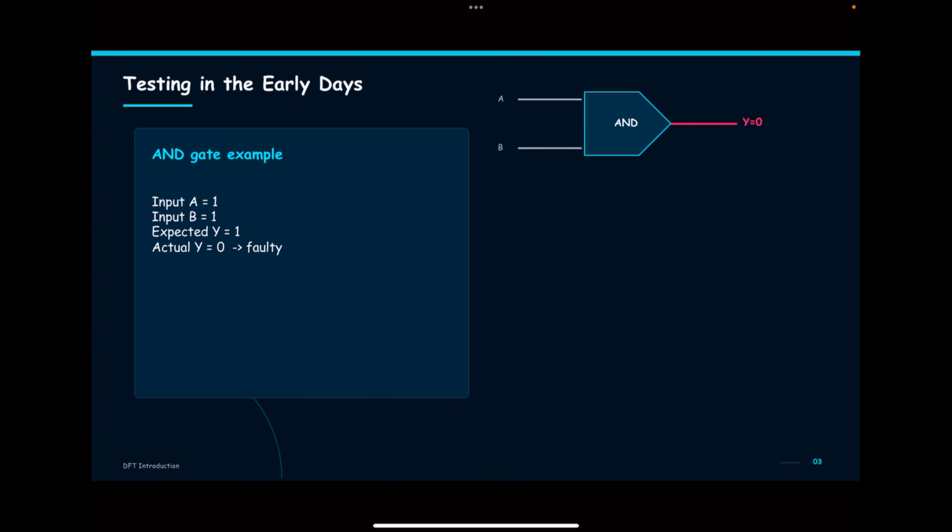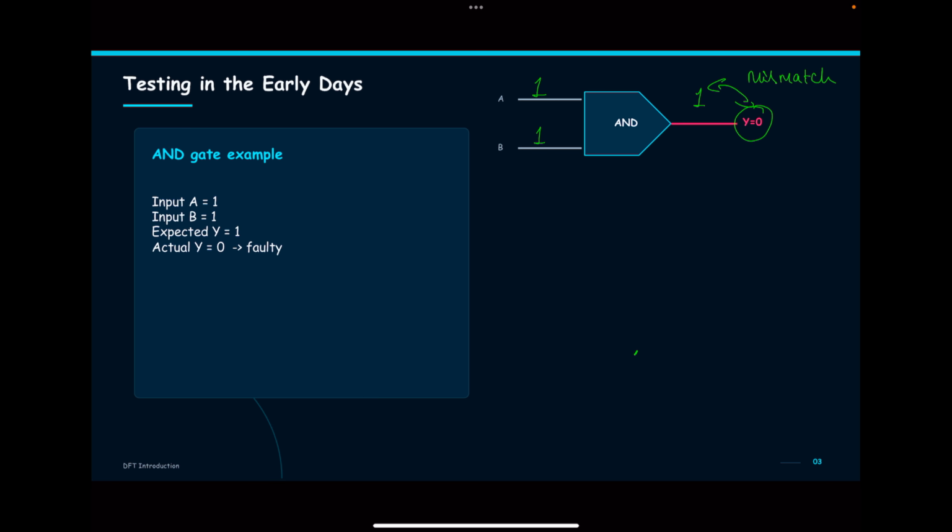To understand and appreciate why we test chips the way we do, using design for testability techniques in the modern chip, we need to look at how testing used to happen in traditional design. Let's take an example. Consider a chip which has an AND gate, and A and B are the primary inputs of the chip. Let's assume A is 1, B is 1. What is the expected output here? It is 1. But the actual output we got from the chip is 0. So there is a mismatch between the expected and actual output. So this chip is a faulty chip.